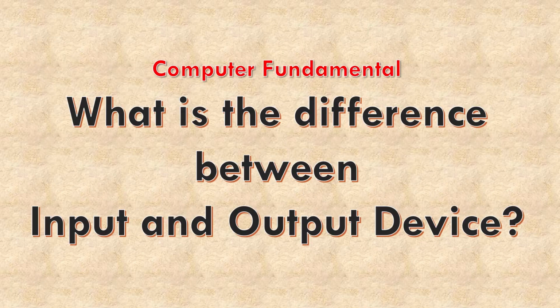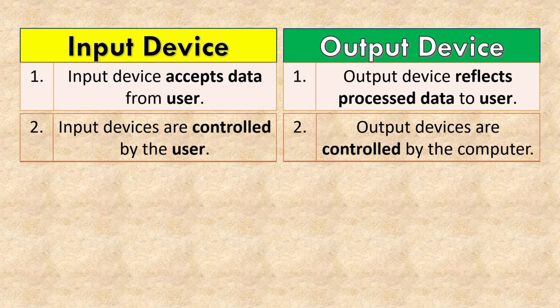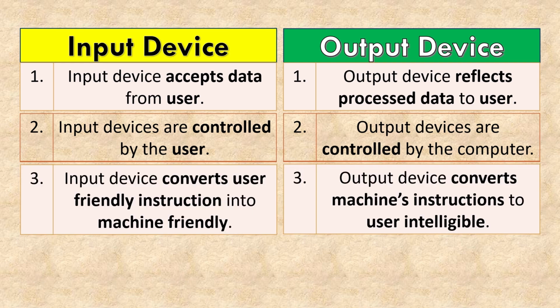Third, what is the difference between input and output device? Input device accepts data from the user. Output device reflects processed data to the user. Input devices are controlled by the user. Output devices are controlled by the computer. Input device converts user-friendly instruction into machine-friendly. Output device converts machine's instructions to user-intelligible.